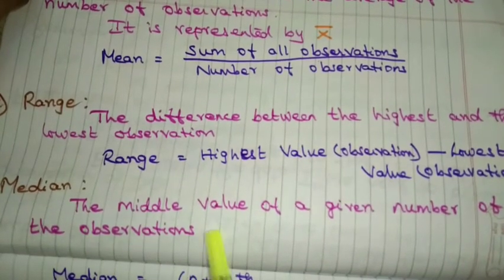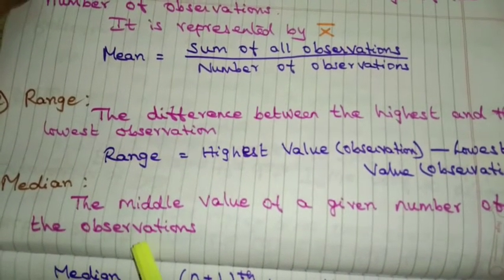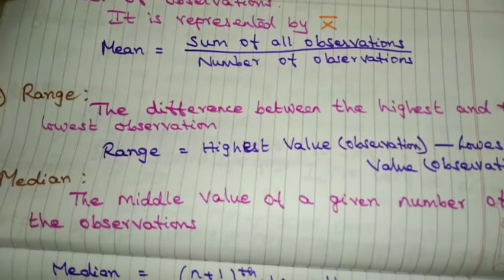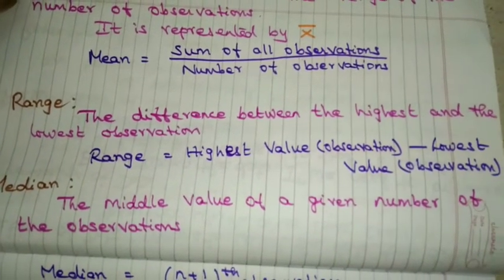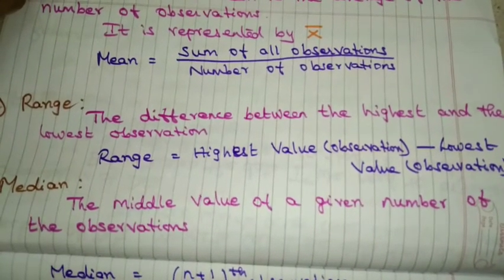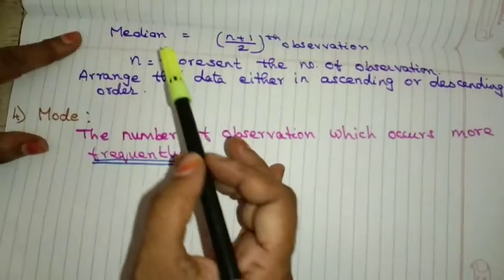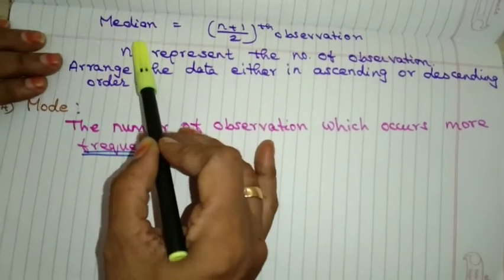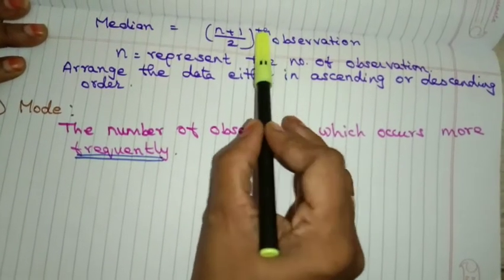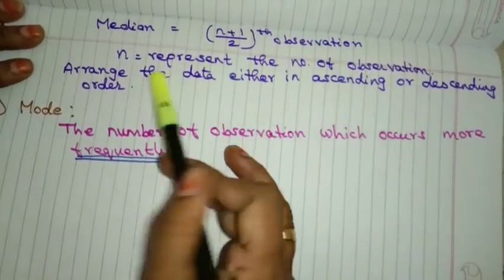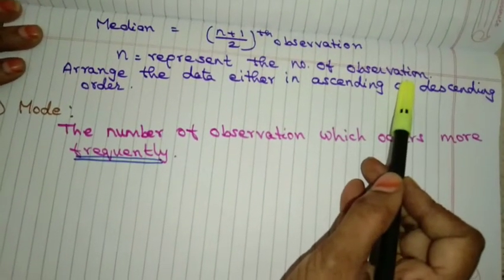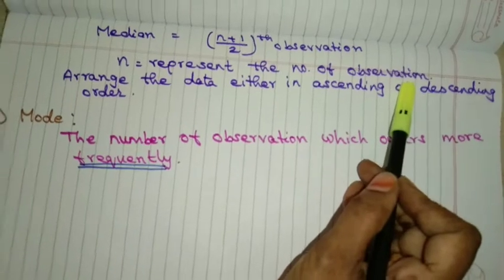Median: the middle value of a given number of observations. So whatever observations is given, for example, they have given you 5 children marks, you are going to find out the middle value of the marks. That is called as median. You have a formula to find out median. Median is equal to (n plus 1) by 2th observation, where n represents the number of observations. As I said, 5 students marks, so the n will take the value 5.